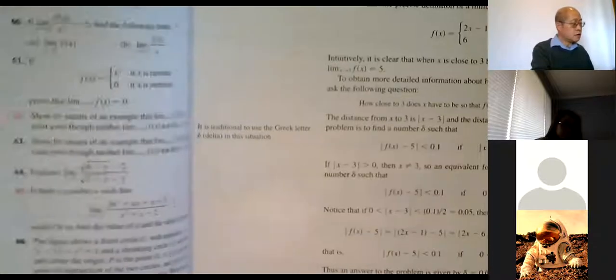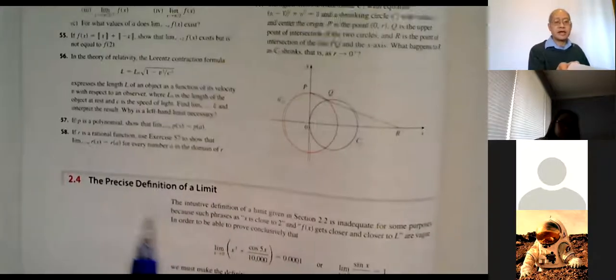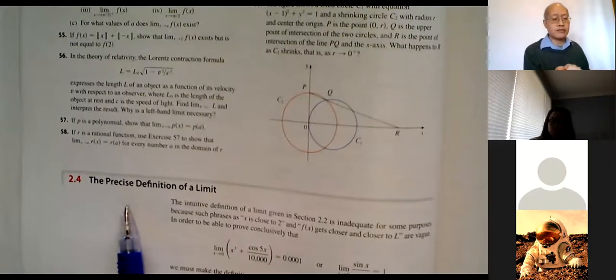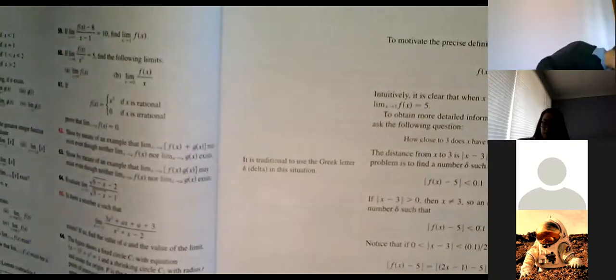Okay, so now I'm done with 2.3. Again, we're skipping 2.4 completely. It's on something called the precise definition of the limit. We're not worried about that. And I'm ready to start some of section 5.